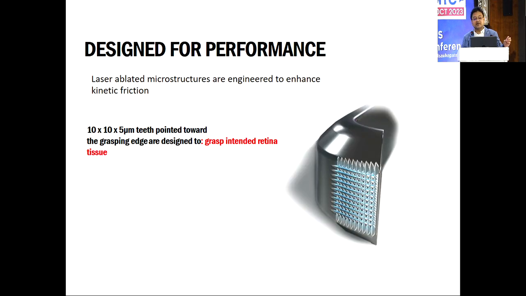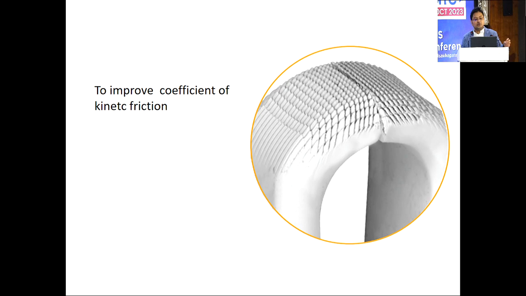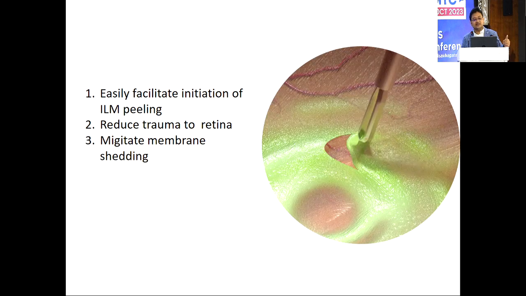The laser ablated microstructures are engineered to enhance kinetic friction. As I mentioned, the 10 by 10 by 5 micron teeth pointed towards the grasping edge are designed to grasp the intended retina tissue and improve the coefficient of friction, so that we can minimize the actual force on the retina, easily facilitate initiation of ILM peeling, reduce trauma to the retina, and mediate membrane shedding.